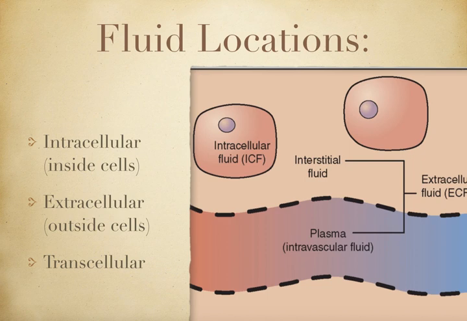40% of our total body weight is intracellular, so inside the cells. Extracellular is about 60% of our total body weight, and that includes the interstitial fluid and intravascular fluid, so what's in our veins and arteries. And then there's a third type that we really don't spend much time discussing because it just doesn't change very much, and that's the transcellular fluid. That's the fluid in our cerebrospinal fluid, pleural cavity, lymph nodes, joints, and eyes.